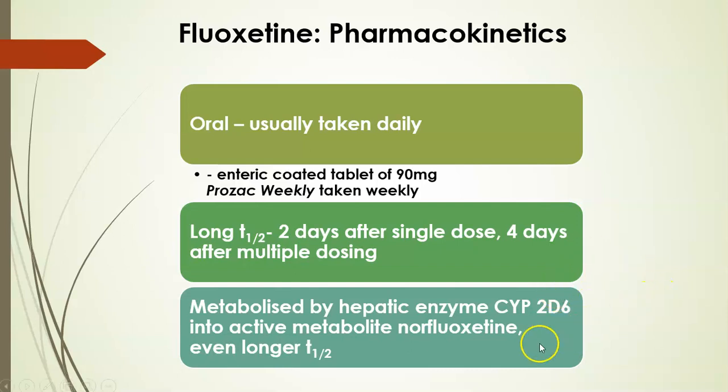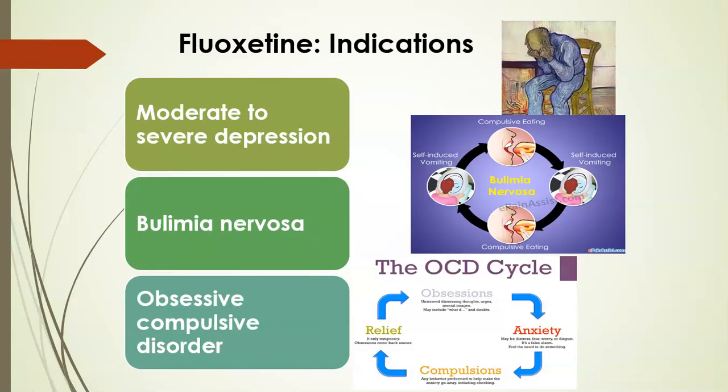Now, the important point to remember about the metabolism of this drug is that it is metabolized by the hepatic cytochrome P450 enzymes. For this particular drug, it is metabolized by CYP2D6 into an also active metabolite, norfluoxetine, with an even longer half-life compared to the mother drug. The indications are similar to the other SSRIs, right? It's indicated for people with moderate to severe depression, bulimia, obsessive compulsive disorder, and if you remember the other conditions, including anxiety, and so on.